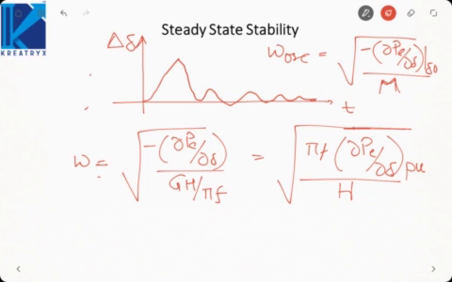And we have seen that the system will be stable only if your ∂P/∂δ is greater than 0.